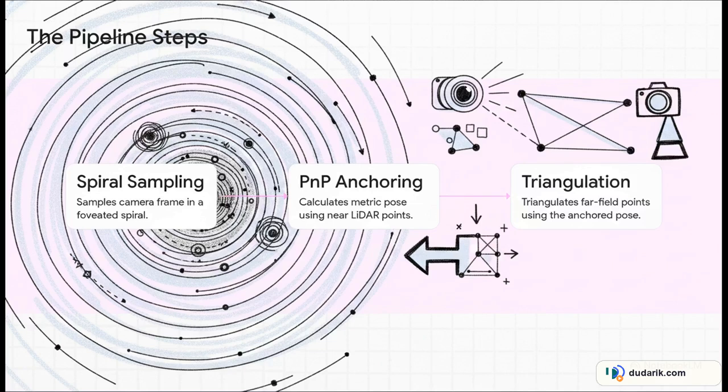This calculates the exact metric pose of the camera. Finally, step 3, it takes visually trackable points that are missing their depth data, and it triangulates their far-field position using that mathematically anchored camera pose.